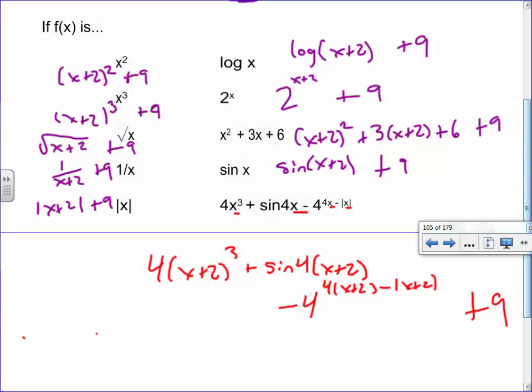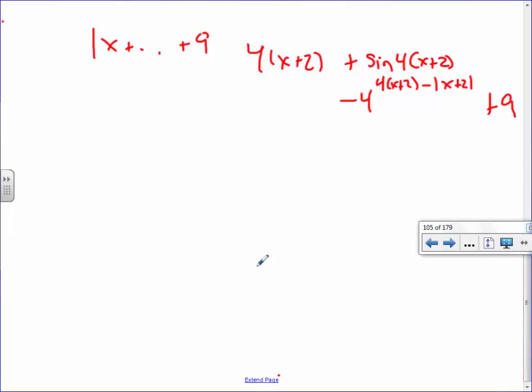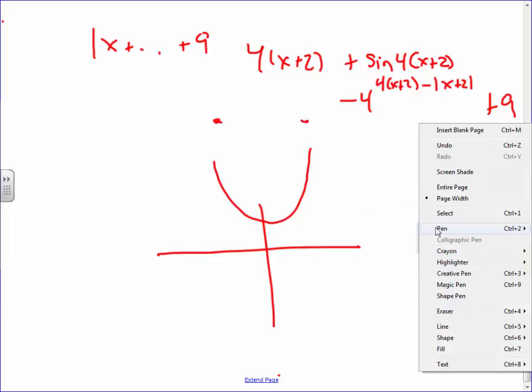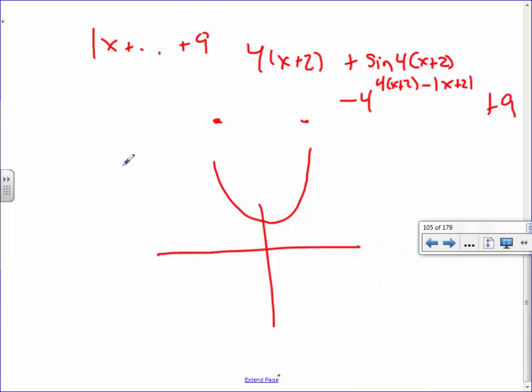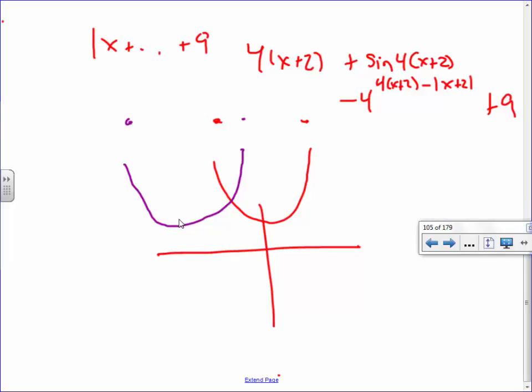I don't care what this graph looks like. This graph could have been a happy face, for all that mattered. Because what's going to happen to that graph, I feel like I'm being really redundant, but hopefully it's the point. It's going to go over 2. That over 2 would take it to there. And then the plus 9 would move everything. So good? Cool. All right, let's move on.